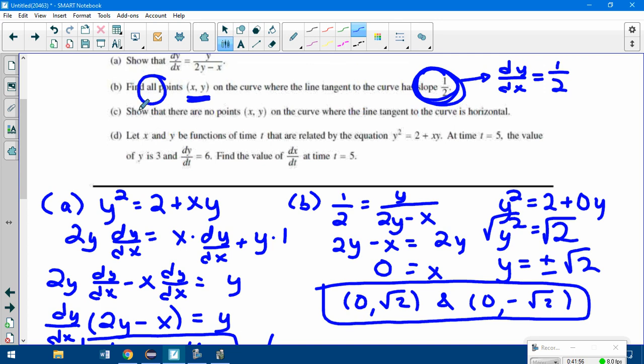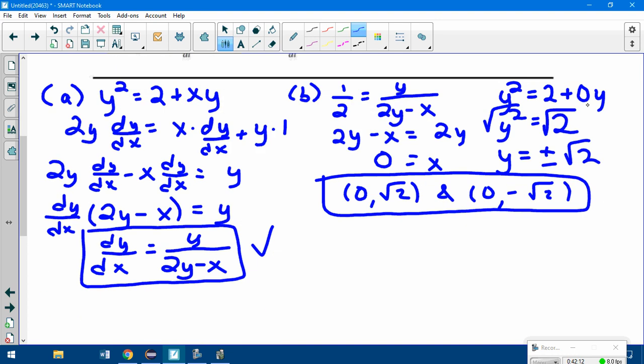Part C says show that there are no points on the curve where the line tangent is horizontal. Kind of like part B, but if the line tangent to the curve is horizontal, what's that tell you about its slope? Well, horizontal slope means it's 0. So I need to do the same thing, but set dy/dx equal to 0. So 0 equals that equation that we came up with in part A.